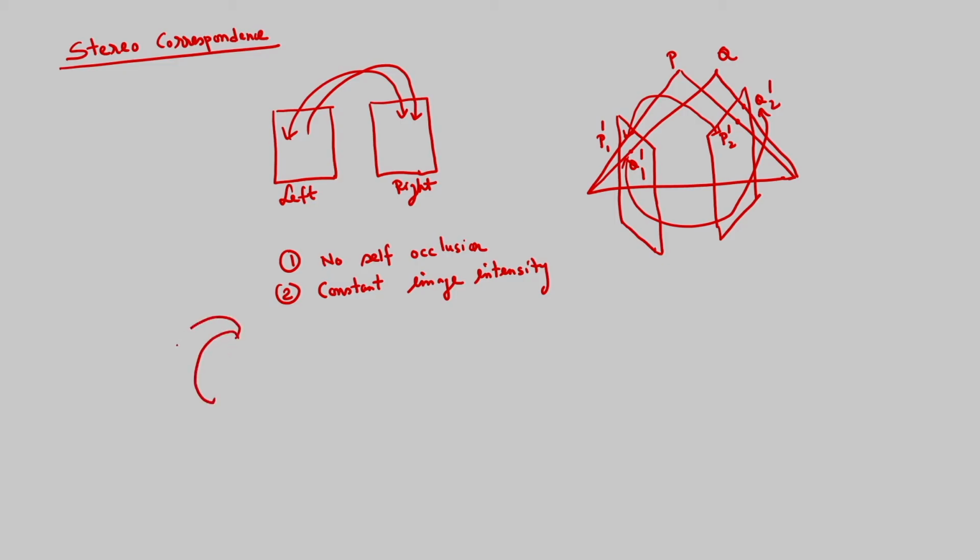Suppose I consider an object something like this, one object. Here this is the left image, and this is the right image I am getting.